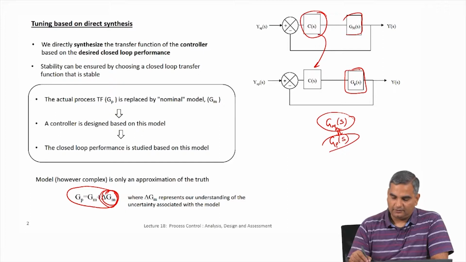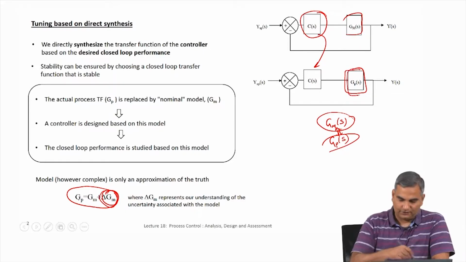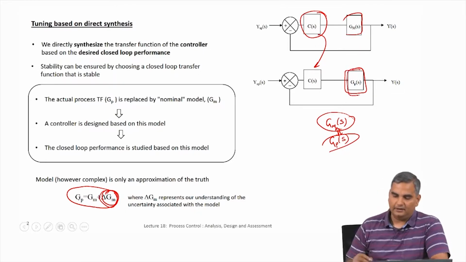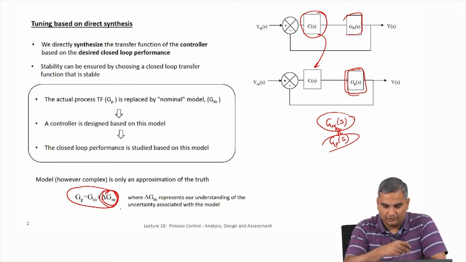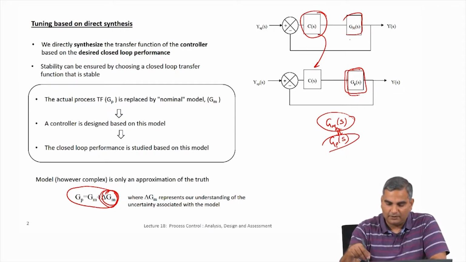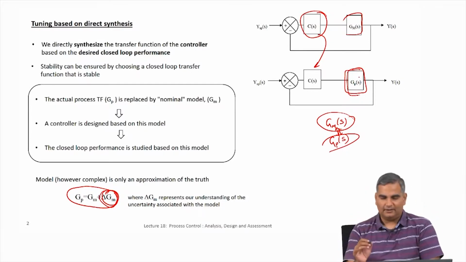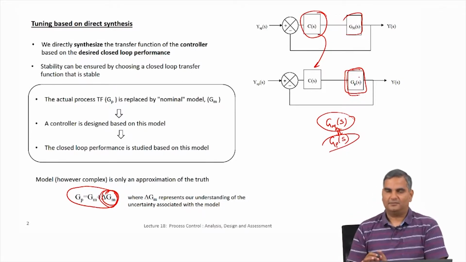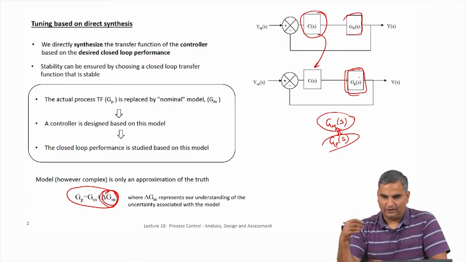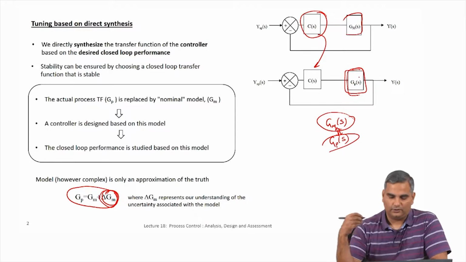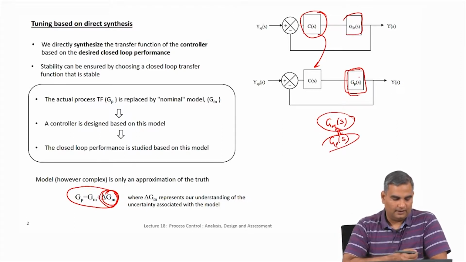However, if this is different from this, and that difference is the delta GM, then this controller will still do reasonably well if this delta GM is small, but the performance that you will get from here will be different from the performance you will get in the real actual plant implementation. So, this is a reasonably simple idea, but still sometimes we miss this and keep using process and model interchangeably. So, it is a good idea to remember this.